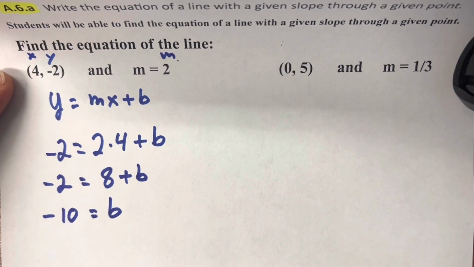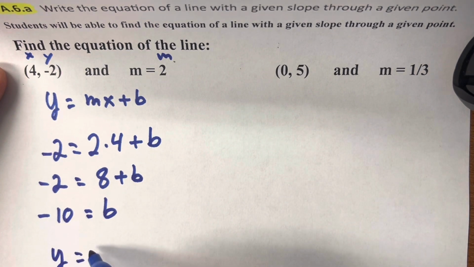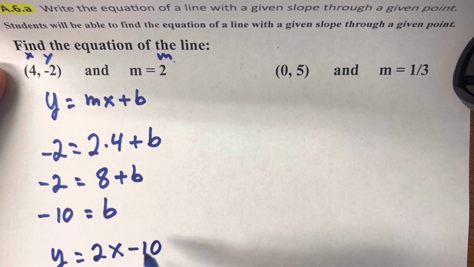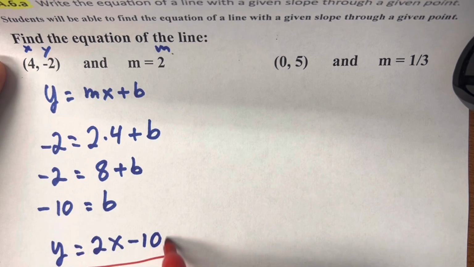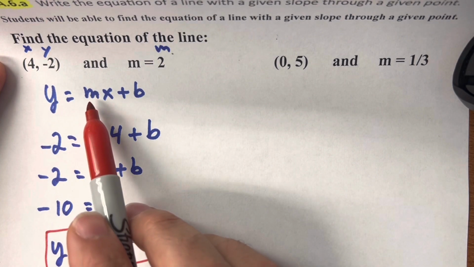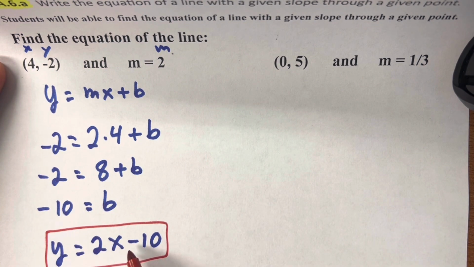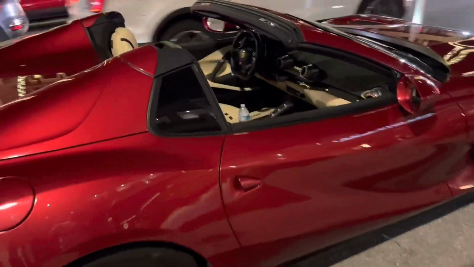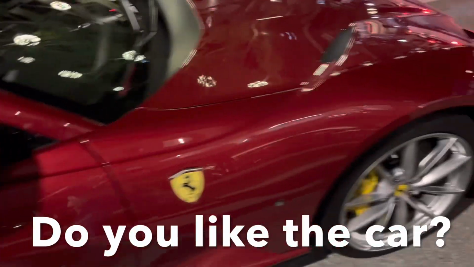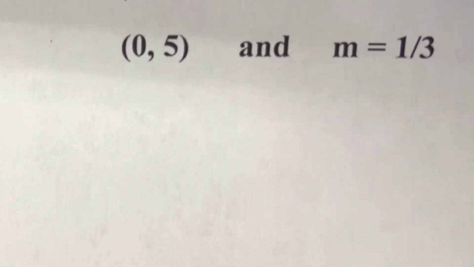So once you have the b, now you can write the equation. The equation will be y equal m is 2, 2x minus 10. So this is my equation, okay? I have the slope, I have the b here. That's the only thing I put in the equation, okay? I find the b and I write the equation, that's it. Done. So let's do the other example here.